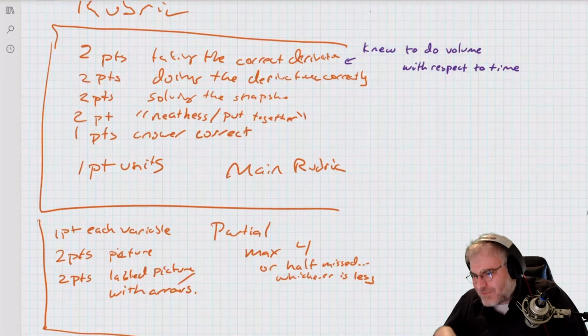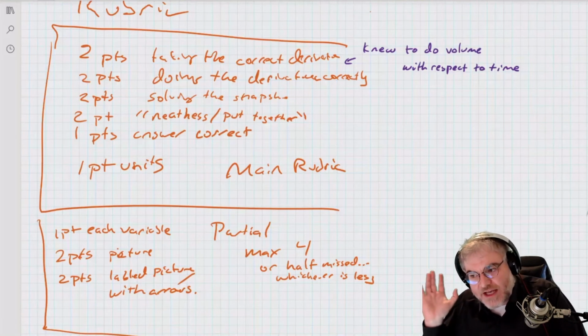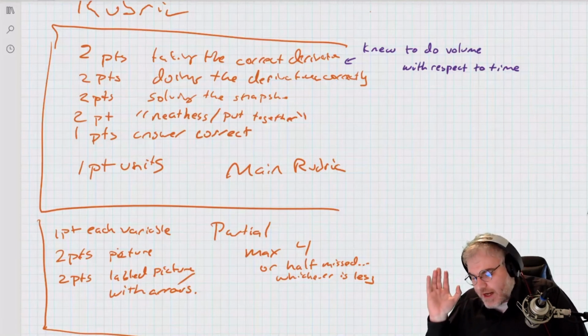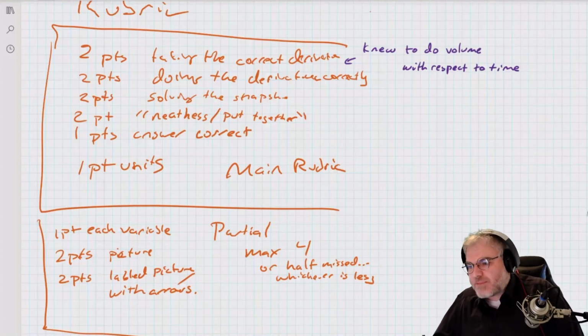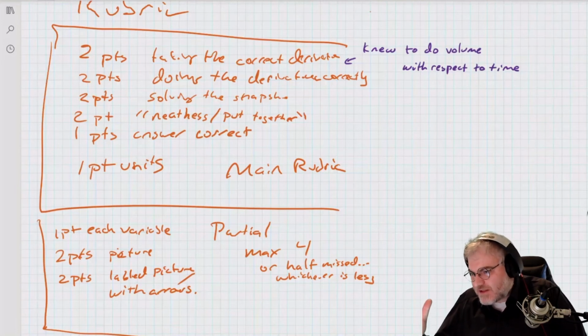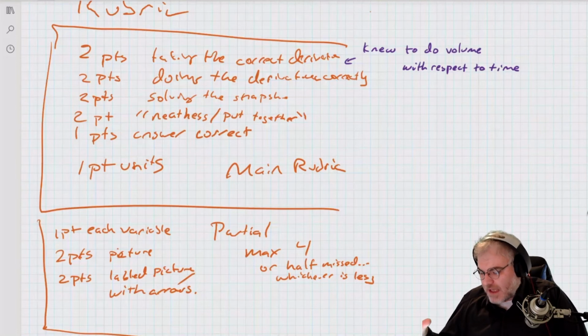But for each variable, you kind of list it, say it's moving, and you can get up to 1 point each variable. 2 points for a picture, 2 points for all your labels and arrows. Okay? And this is kind of typical. So out of 14 points, the cap will probably be 6, maybe 5, but 6 on this partial credit without even taking a derivative. All right? And that can make a huge difference in your test grade.